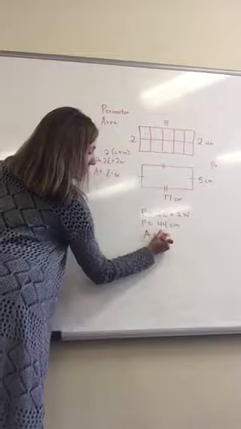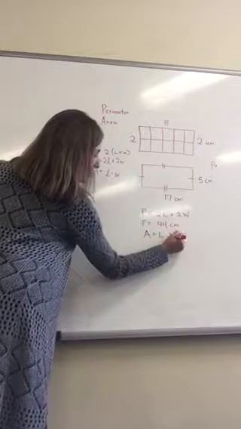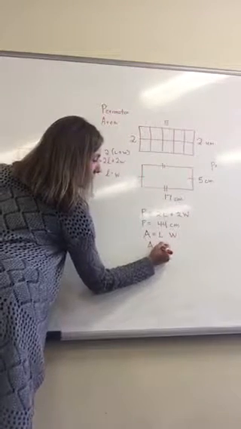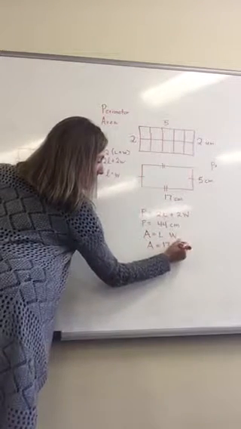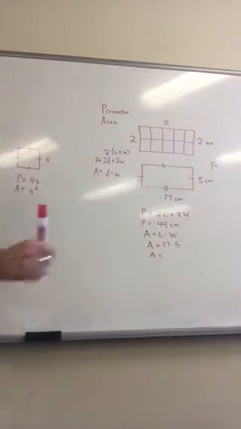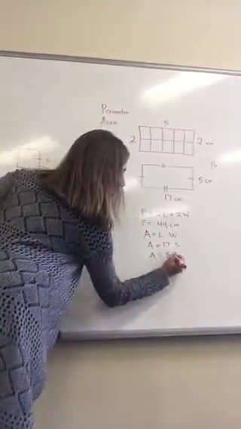Area of a rectangle equals length times width. So here we have 17 times 5. Area equals 17 times 5, and that, I cannot do in my head very quickly, so that is 85 centimeters.